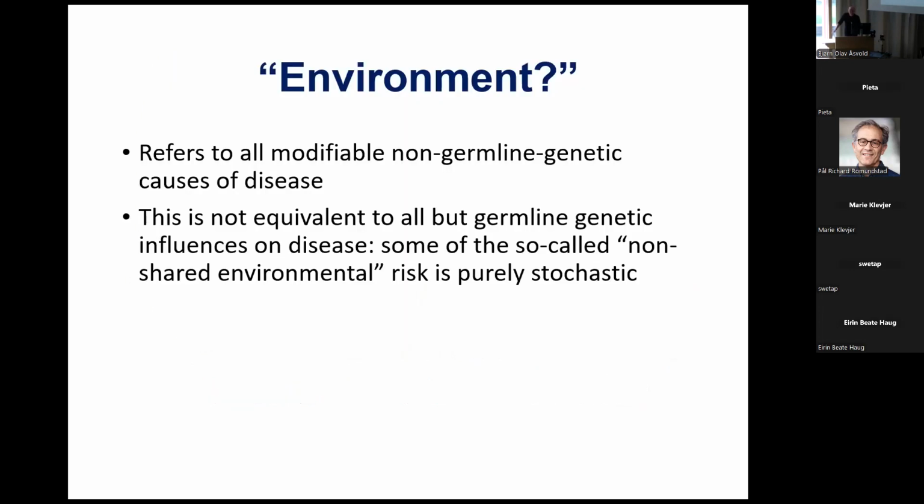I shall explain, but first we've got to define what we mean by environment. What I mean there is just things that could be modifiable: modifiable causes that are not germline genetic causes of disease. This isn't equivalent to all but germline genetic influences on disease, because some of the so-called environment, or so-called non-shared environment in quantitative genetics, is purely stochastic, i.e. it will be through stochastic processes that are not related to anything external. That's not of interest, as those processes don't give us targets for prevention of disease.